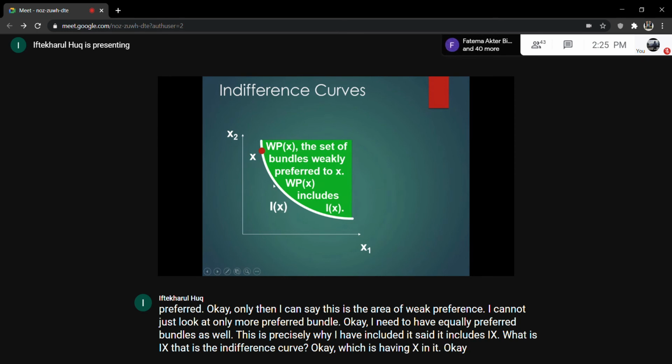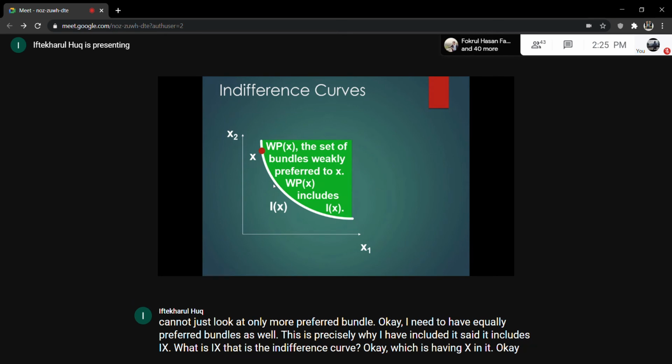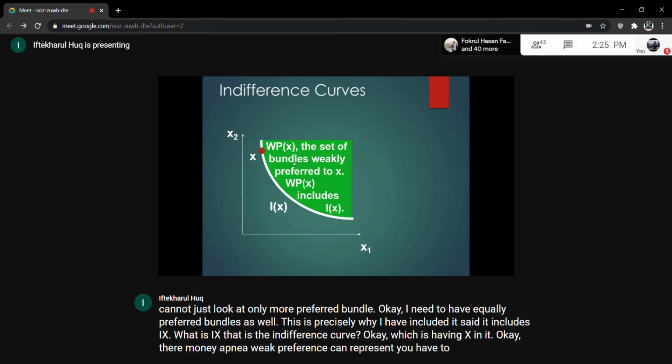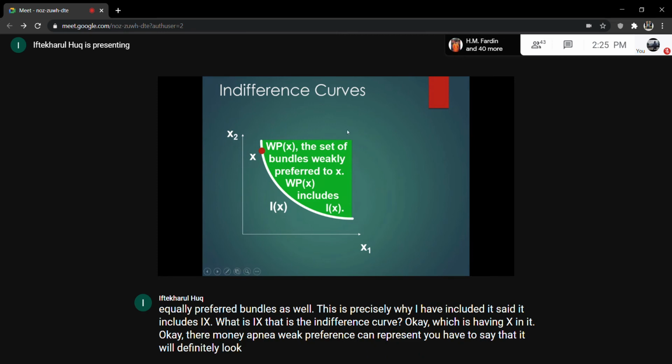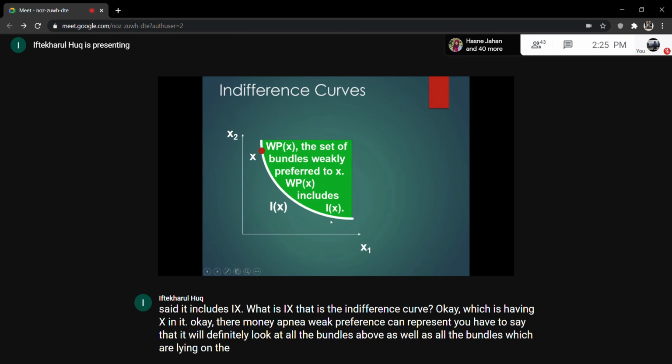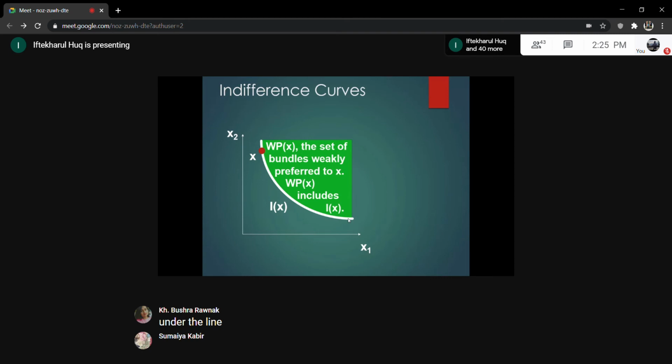So whenever you want to represent weak preference, you have to say that it will definitely look at all the bundles above as well as all the bundles which lie on the indifference curve. Which bundles did I reject, which bundles am I saying are not part of weak preference? The bundles below. Sir, under the line. Below the line, absolutely. So above and the indifference curve together is your weakly preferred bundle set.